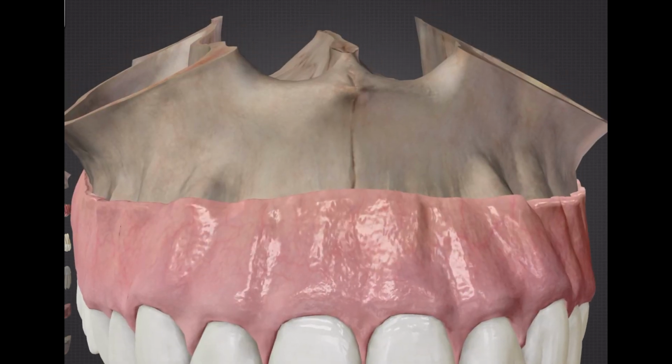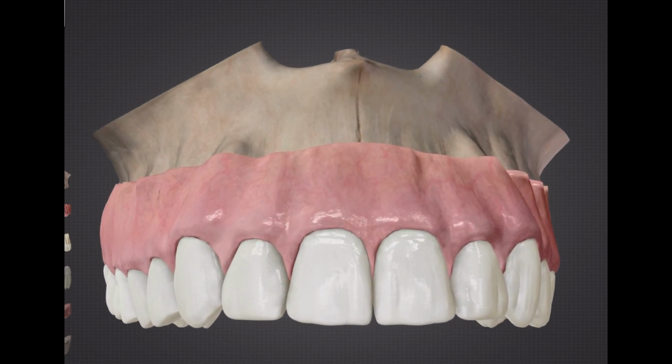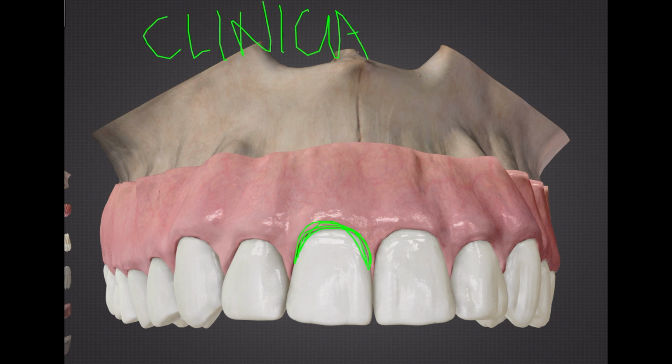While if there is the presence of your gingiva, this is what we call the clinical crown. A clinical crown is the portion above the gingival margin. So let's check.